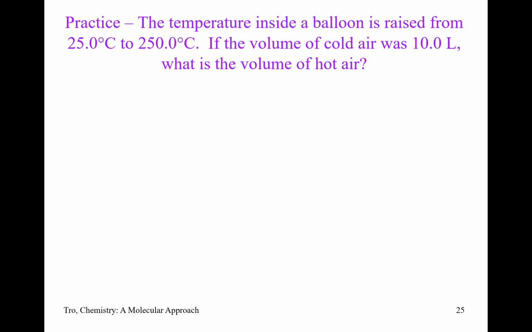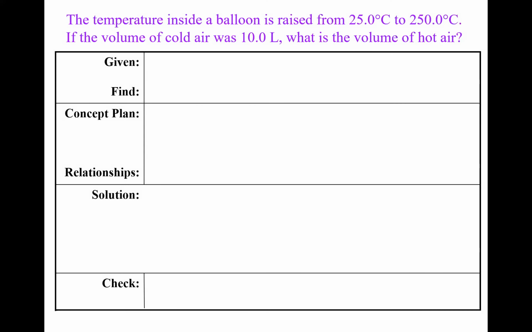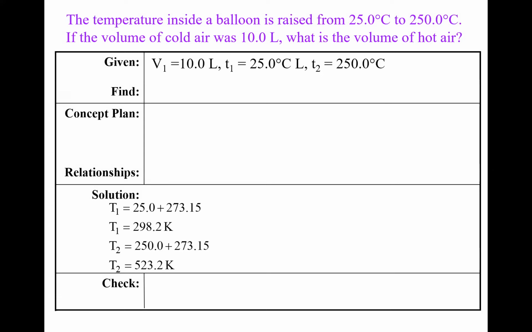Okay, so an example. Temperature inside the balloon is raised from 25 to 250. If the volume of the cold air was 10 liters, what's the volume of the hot air? All right, so initially when you look at this, you might think, okay, 25 to 250, that's times 10. This is 10 liters, so it should be 100 liters. But the trick is that temperature is in Celsius, and it needs to be in Kelvin.